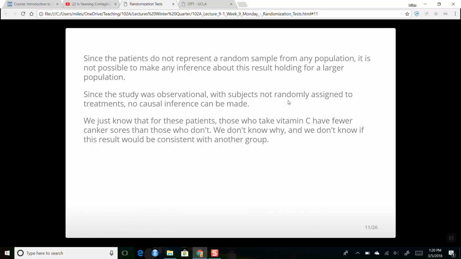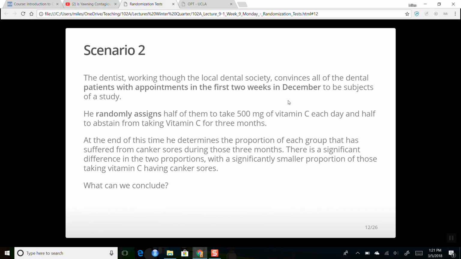Also, it's an observational study. We did not tell who's going to take vitamin C and who won't, and so we cannot make cause and effect conclusions. At best, all we can say is that for these patients, those who take vitamin C have fewer canker sores than those who don't. We don't know why. We don't know if it's because of the vitamin C or not, and we don't know if this result would be consistent or could generalize to another group. So it's not that great of a study.